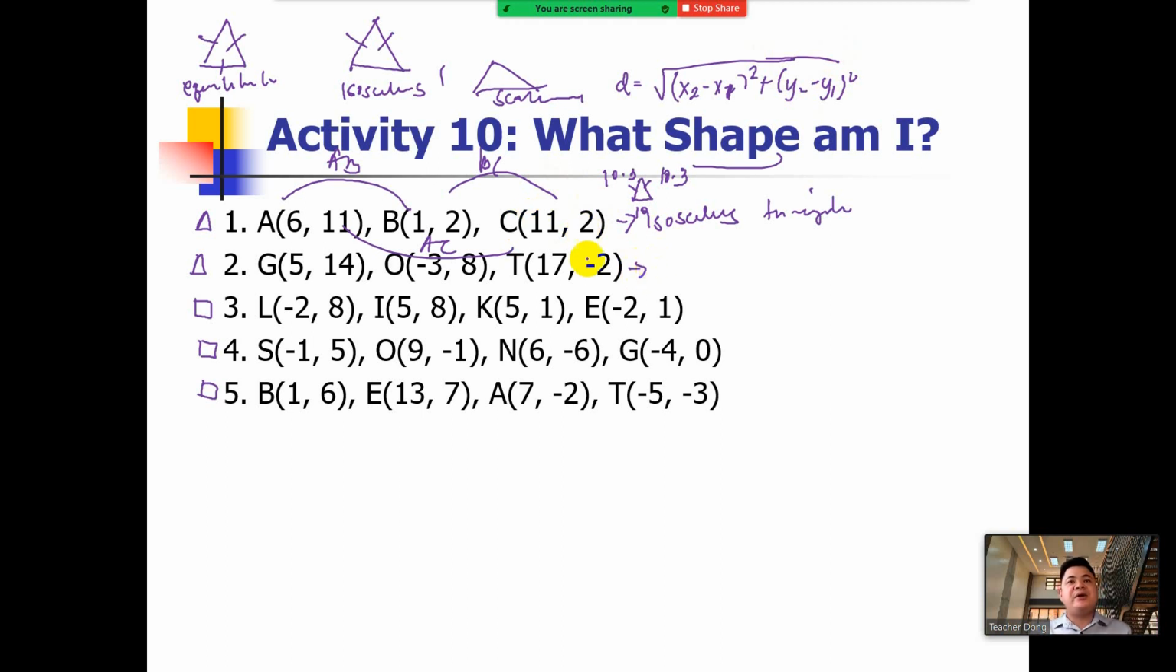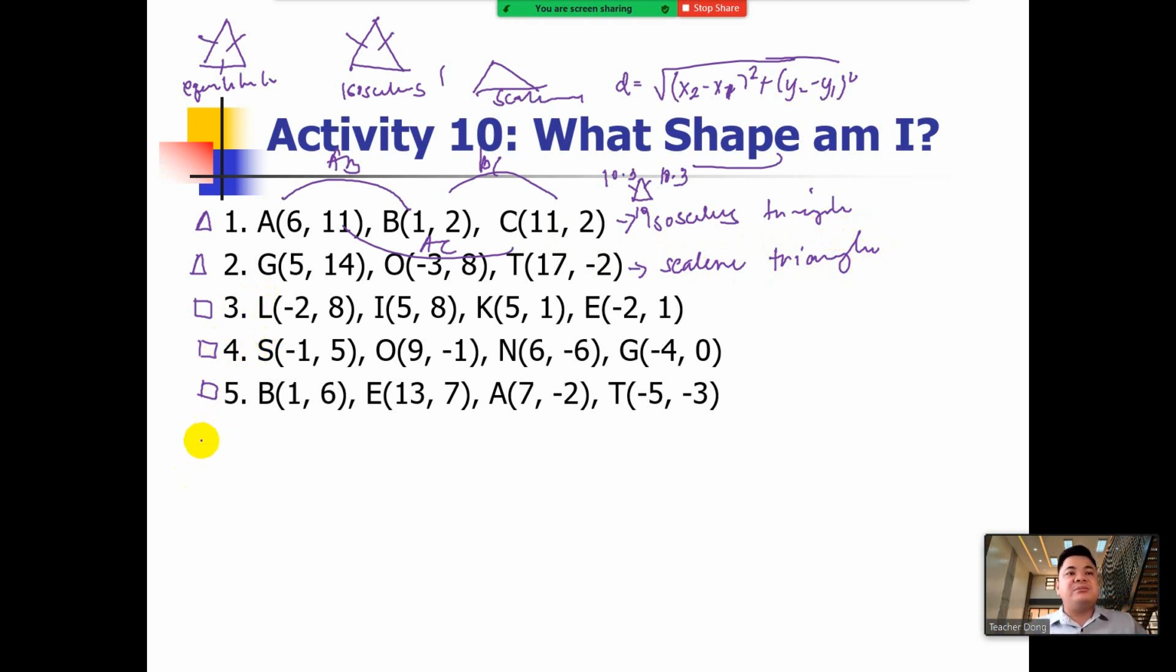For number 2, if you will be graphing this one, and most especially to my students, please don't forget to graph this. This is your assignment. Number 2 is scalene because if you graph it, you will see that no sides are equal. Now, how about numbers 3, 4, 5?